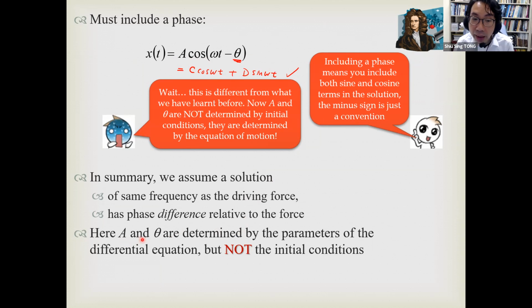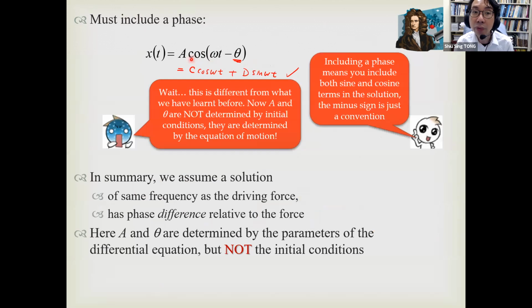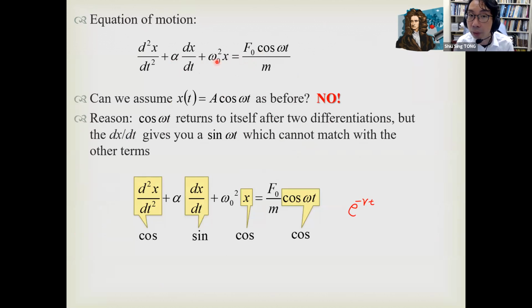But now A and theta are not determined by the initial condition. They are actually determined by the parameters of the differential equation. I have to substitute this solution into this differential equation, and find out under what values of A and theta the solution will satisfy the equation. So that's why A and theta are determined by these parameters, alpha, omega naught, F naught, and m. They are not determined by the initial condition.